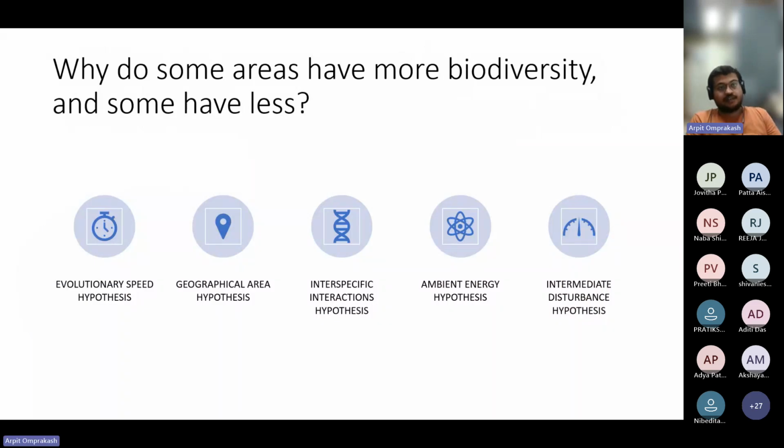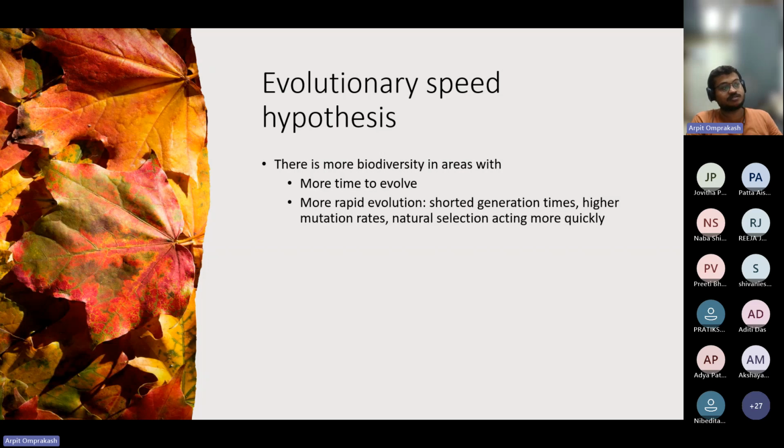So we don't know exactly why this is the case, but there are a lot of different hypotheses that have been put forward to explain this. They are the evolutionary speed hypothesis, the geographical area hypothesis, interspecific interactions hypothesis, ambient energy hypothesis, and the intermediate disturbance hypothesis. Now we'll go through all of them one by one. So the evolutionary speed hypothesis basically states that there is more diversity in areas that have more time to evolve or that have more rapid rates of evolution.